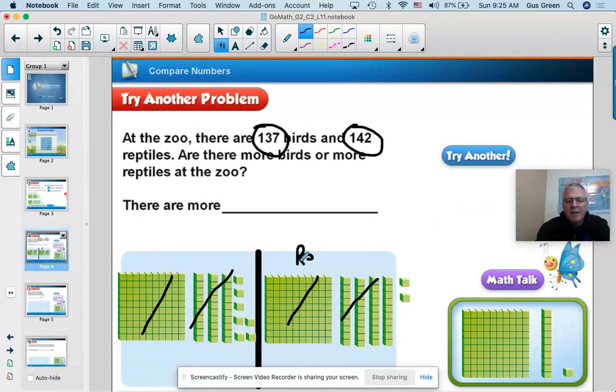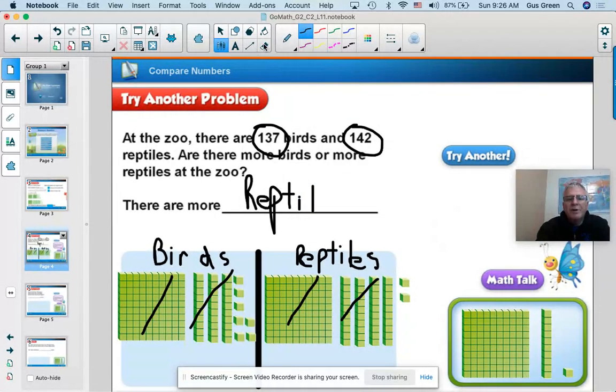Let me put that in. Let me label these. I should have done that before. More reptiles than birds. And here's the birds over here. Birds. Okay, so reptiles wins. I'll go ahead and write it out. I was going to be lazy and just put an R, but I like to show my work. Oops, I don't have to put it there. All right, live TV.